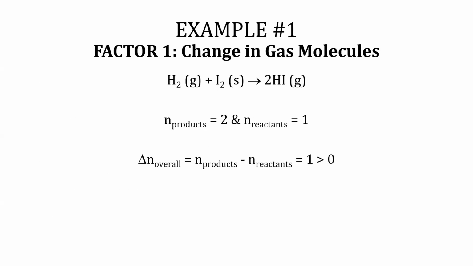First, 2 examples in a change in gas molecules. In the chemical reaction where hydrogen reacts with iodine in producing hydrogen iodide, there are 2 gaseous products and 1 gaseous reactant. So delta overall of N equals 1, and since it is greater than 0, the delta S is greater than 0, meaning it is a spontaneous process.